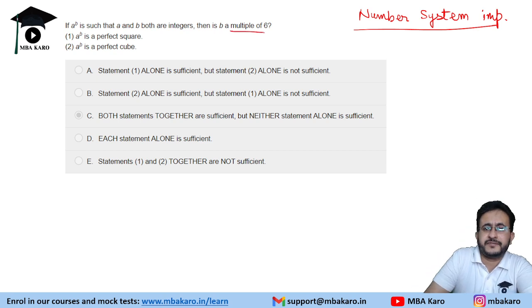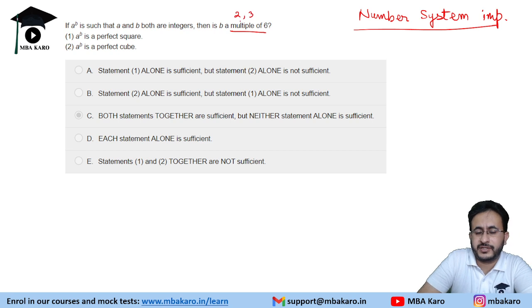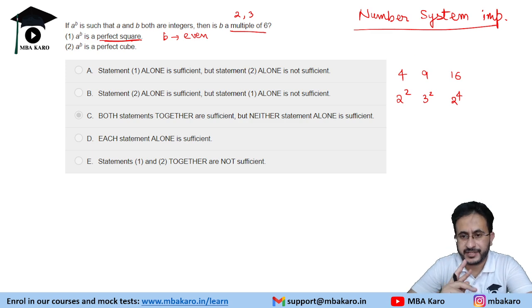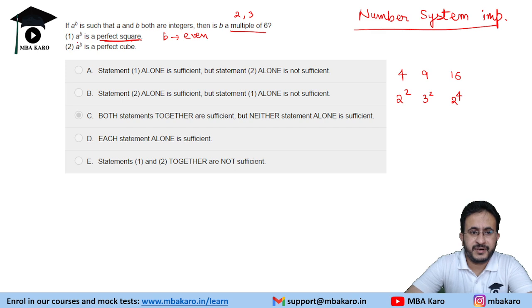Now, what is a multiple of 6? A multiple of 6 means it should be a multiple of 2. It should be a multiple of 3 also. Okay. Now, a raised to the power b is a perfect square. So, when we have a perfect square, that means b is even. Right? What is a perfect square? So we say 4 is a perfect square, 9 is a perfect square, 16 is a perfect square. So 2 square, 3 square, 2 to the power 4, right? So b should be even. Any number raised to an even power is a perfect square. So b is even, but we can't say that it is a multiple of 6.